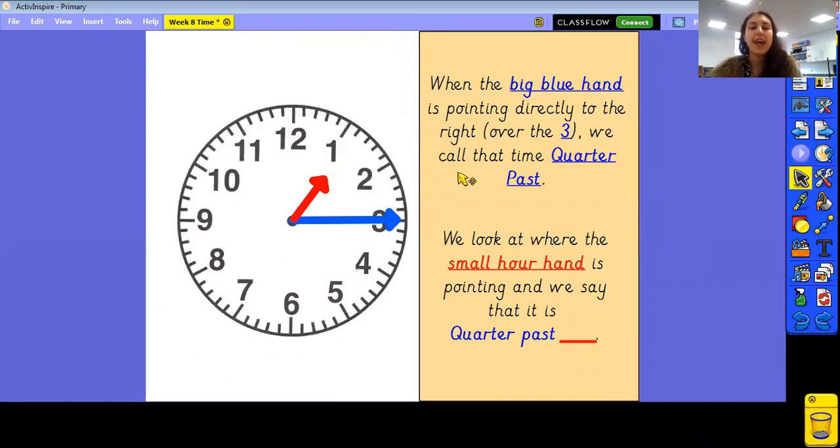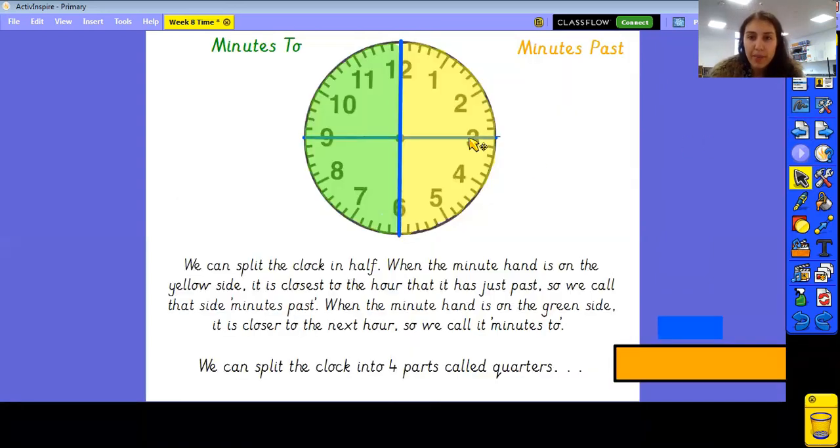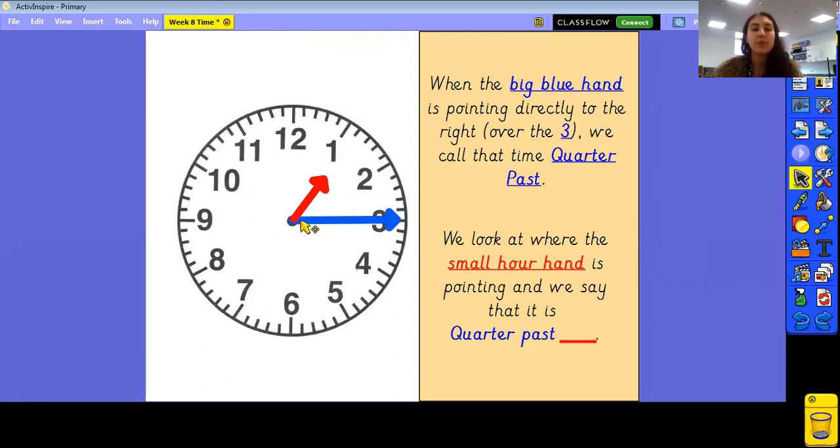So what happens now is we can see that this 3 mark here and this 9 mark, they represent quarter of the way around the clock. So when our big blue hand points directly to the right over that 3, we call that time quarter past. Well done. Quarter past.